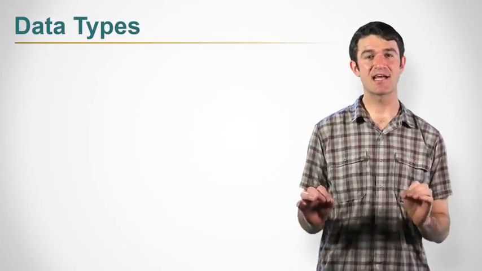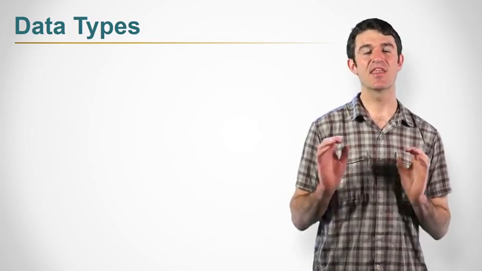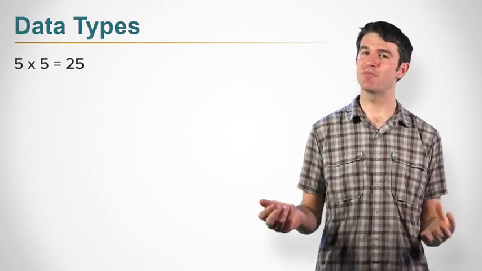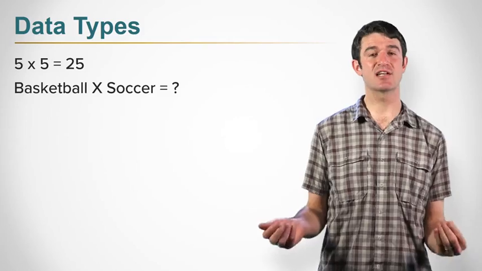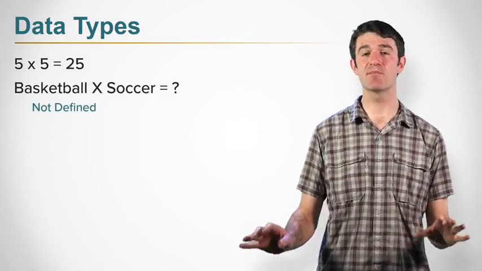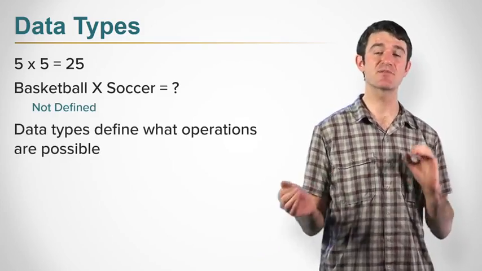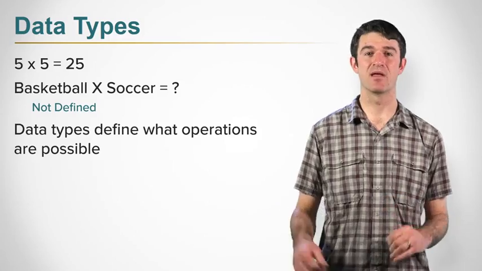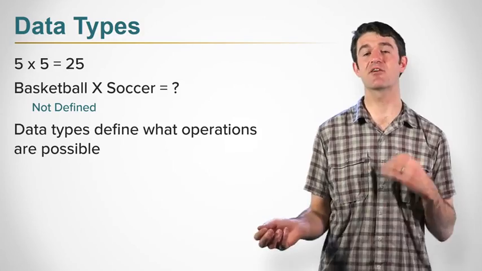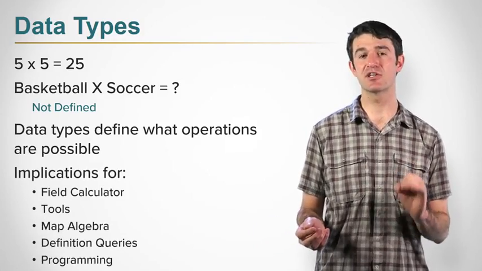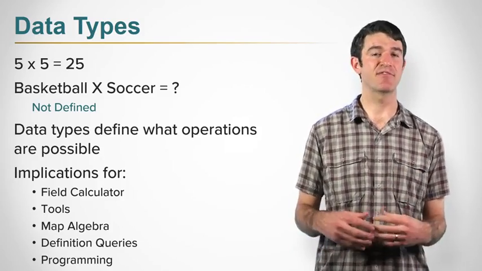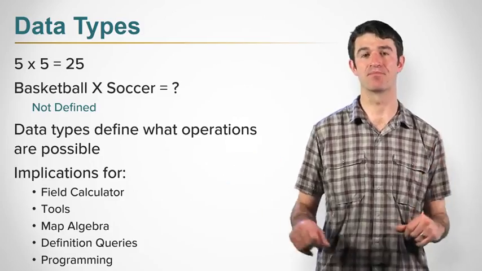Remember when I said how data types define capabilities? Think of it this way. We can multiply two numbers, but we can't multiply two pieces of text. The result is not defined. So knowing that a value is a number versus text is important to the computer because it helps to understand the types of operations we can perform on it. These data types matter everywhere from vector attribute tables to the type of data in a raster and have implications for use in the field calculator, what tools we can use, map algebra, definition queries, programming, and more.